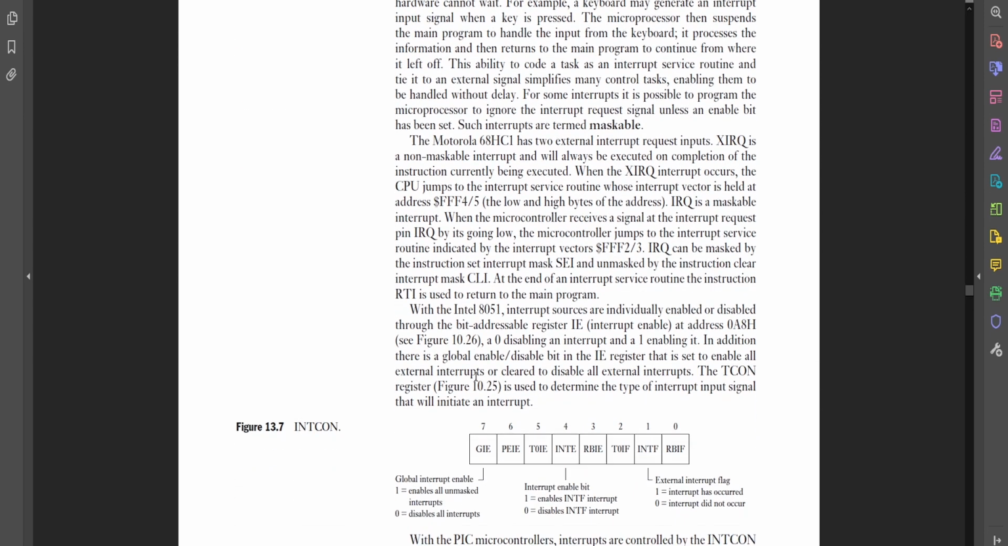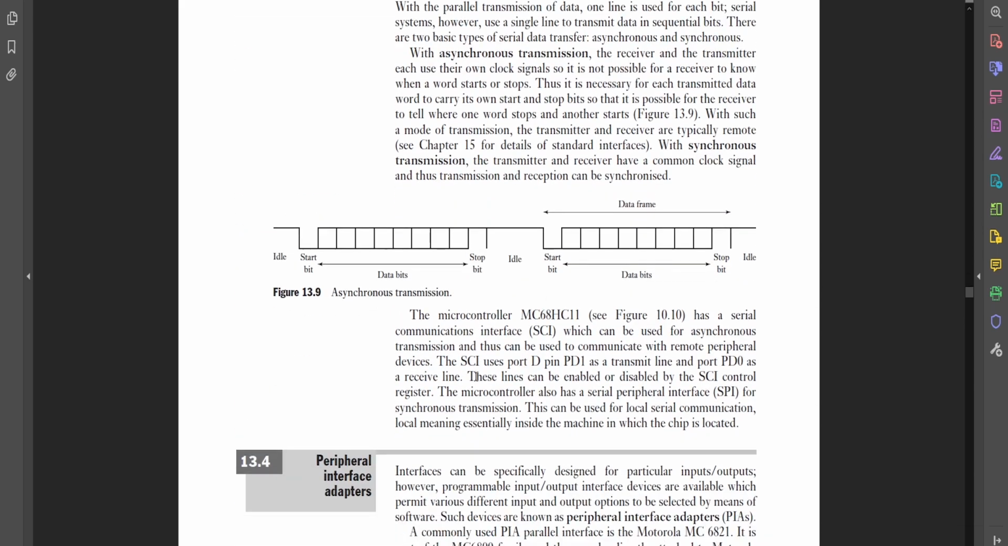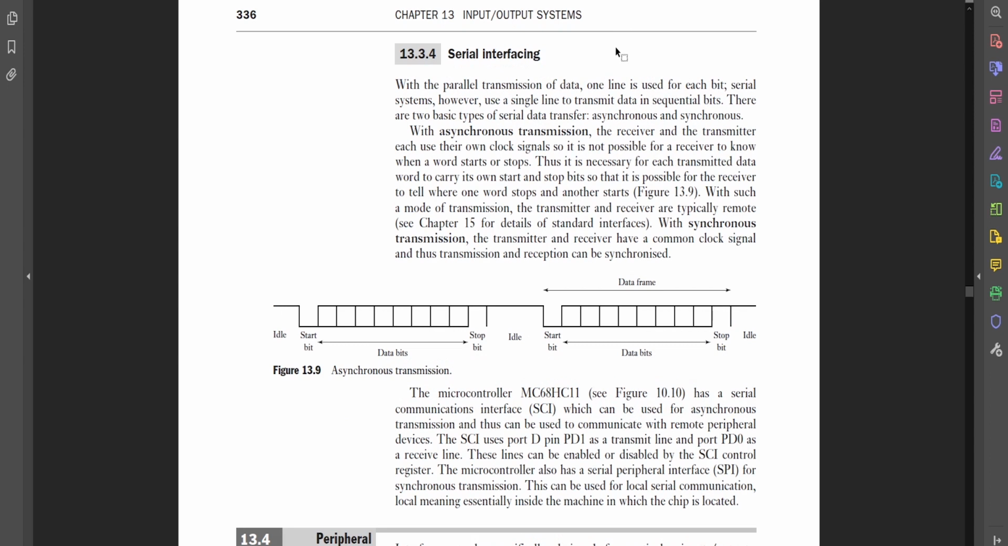Okay, so this is all about the interrupts. We don't want to go into the weeds here. Serial interfacing. With the parallel transmission of data, one line is used for each bit. Serial systems, however, use a single line to transmit data in sequential bits. There are two basic types of serial data transfer: asynchronous and synchronous.